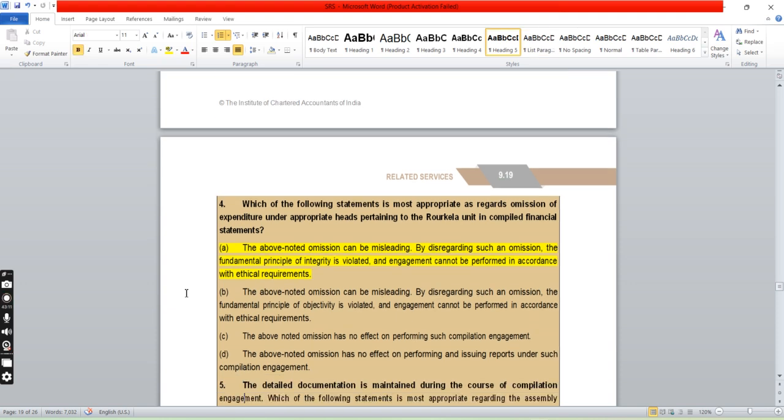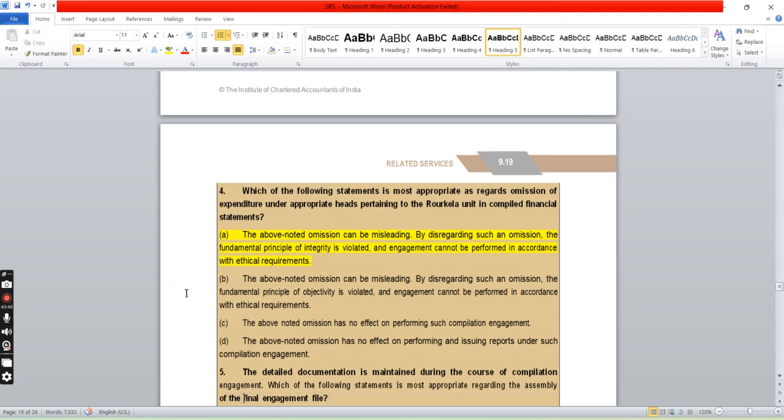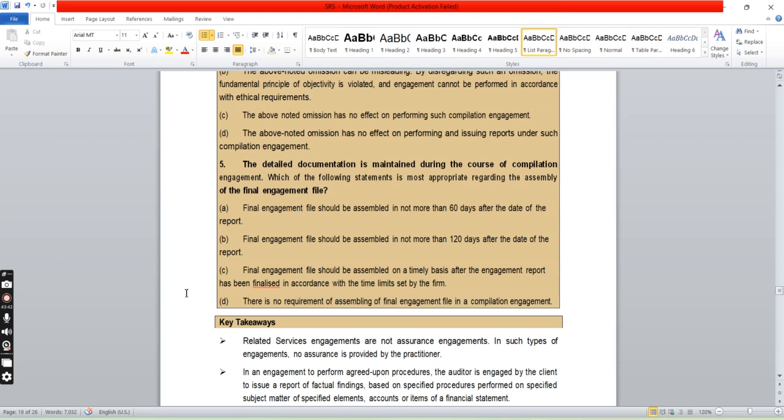Which of the following statements is most appropriate as regards omission of expenditure under appropriate heading pertaining to Rourkela unit in a compiled financial statement? The above noted omission can be misleading by disregarding such an omission. The fundamental principle of integrity is violated. An engagement cannot be performed in accordance with ethical requirements. The detailed documentation is maintained during the course of the compilation engagement.